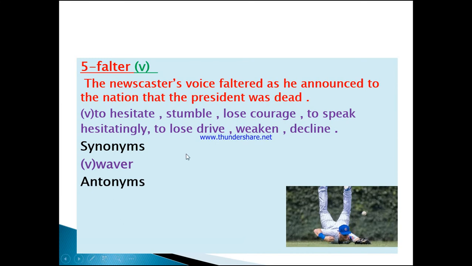It means waver, hesitate. What about the antonyms? Persevere, plug away at. Her friends never faltered in their belief in her. Her friends never faltered, never hesitated in their belief in her.